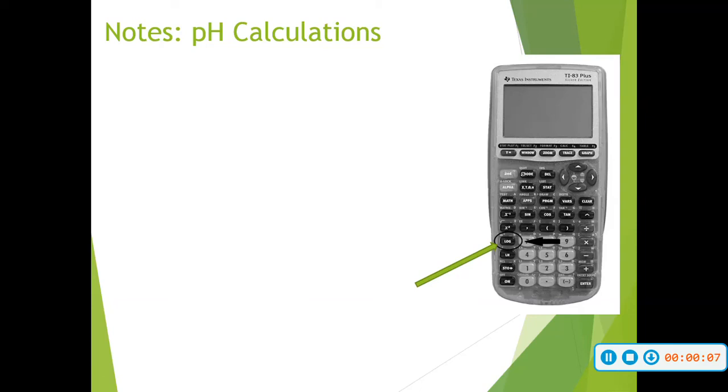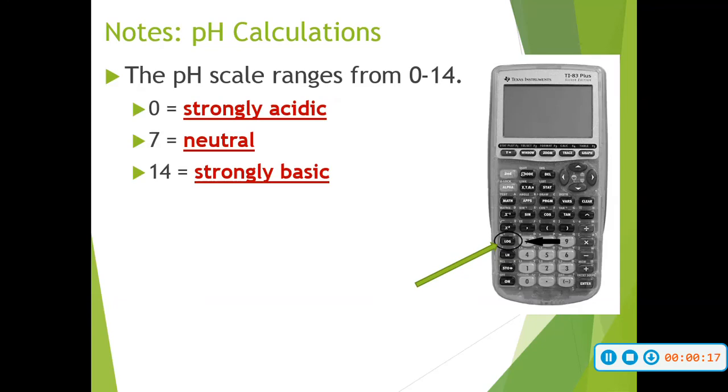So for today's notes, we are going to calculate pH and other hydrogen and hydroxide concentrations. First off, just to review a tad bit, remember that our pH scale ranges from 0 to 14, 0 being strongly acidic, 7 being neutral, and 14 being strongly basic.